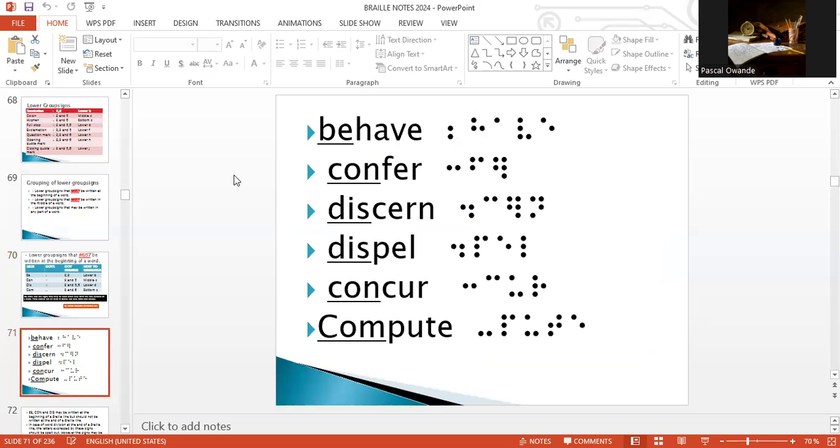So here we have words like behave. In behave, there is BE, so we contract the BE as lower B, then we spell H-A-V-E. So therefore, we have behave. The word confer: we contract con as middle C, spell letter F, and then contract ER, which we had learned was letter G dot 6, formed by dots 1, 2, 4, 5, 6.